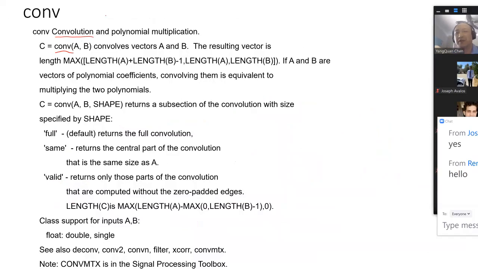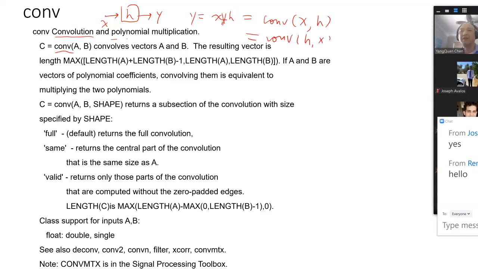Say for example, you have x, you have h, and you want to get y. So y equals x convoluted with h. It's written as conv of x, h. You can also try this one as h versus x. And this can also be like polynomial multiplication. So you have a polynomial, you multiply by another polynomial.